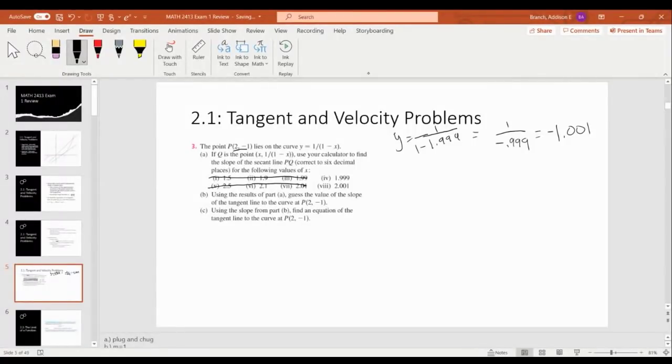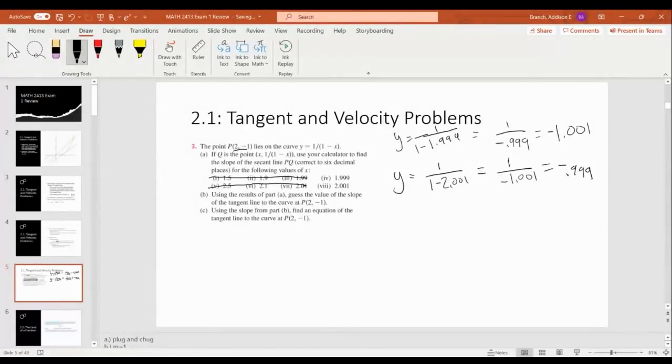And we'll go ahead and repeat that again with our other piece with that 2.001. So let's do y is equal to 1 over 1 minus 2.001. That's going to be equal to 1 over negative 1.001. And that is going to get us negative 0.999.